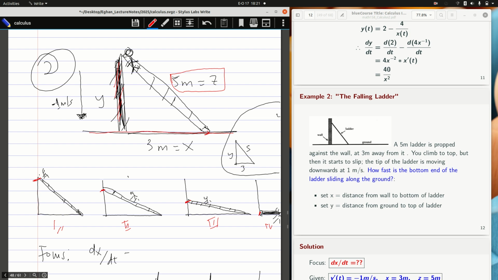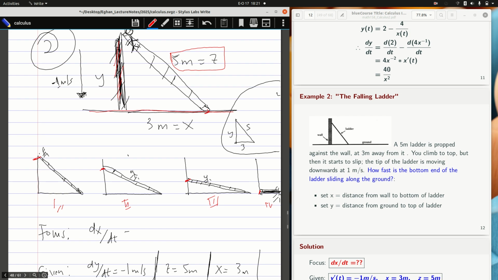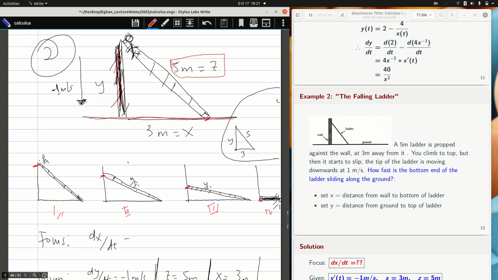And here we are asked to take x to be the distance from the wall to the bottom of the ladder, and then the distance from the ground to the top of the ladder as y. If I want to draw this diagram, it's as if I have it simply this way, where I have my hypotenuse as 5, my opposite as y, and adjacent as 3.